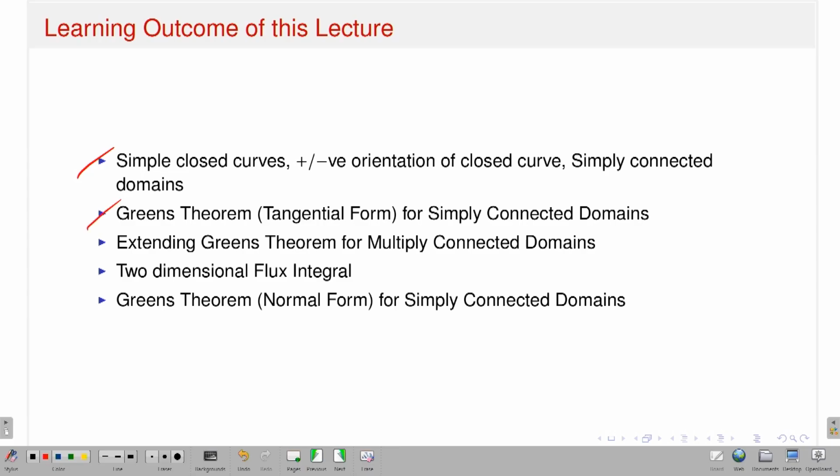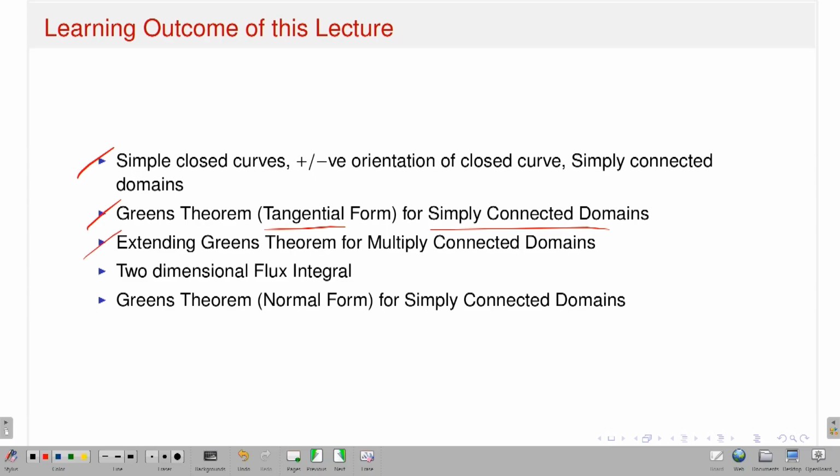Okay. So, once I have the basic notions like the notions of curves and orientations and simply connected domain, then I will discuss the statement of Green's theorem. I have written this, the tangential form for simply connected domain. Okay. So, you will see 2 types of domains, one is simply connected, another one is multiply connected domain. I will talk about Green's theorem first on simply connected domain, and then I will tell you about the extension of Green's theorem for the multiply connected domain. Similar statements are also valid for multiply connected domain with an appropriate modification.